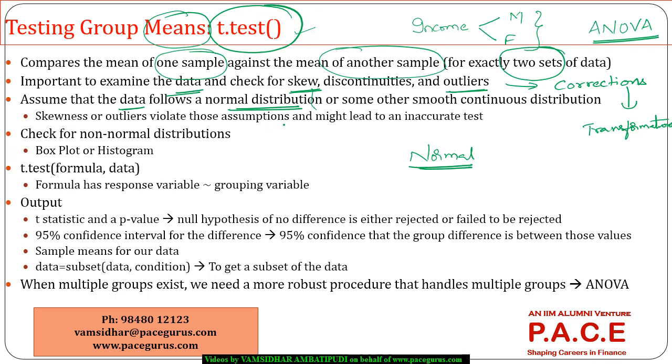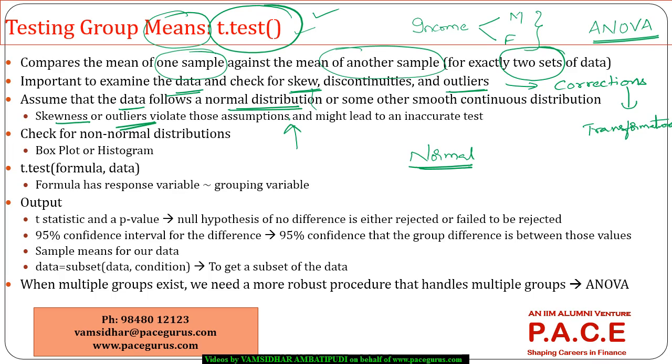So if at all I have to use the t-test, I have to make sure that my data is following a normal distribution. In that case, if my data is close to normal, then I can very well compare the mean of one sample of data against the other sample. If skewness is present in the data, if outliers are present in the data, then my data will no more be closer to normal, which means it might be leading to a completely inaccurate test. Even if I am using the t-test, there may not be any kind of an advantage going with this test.